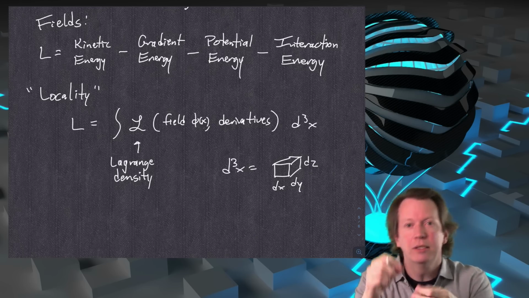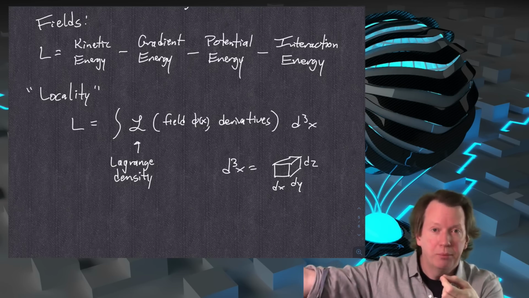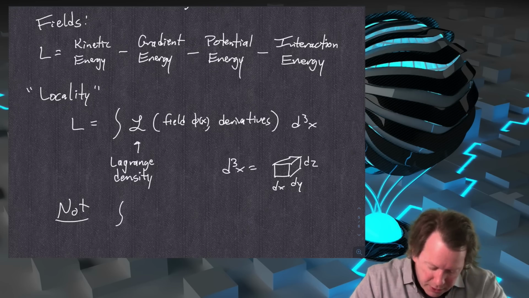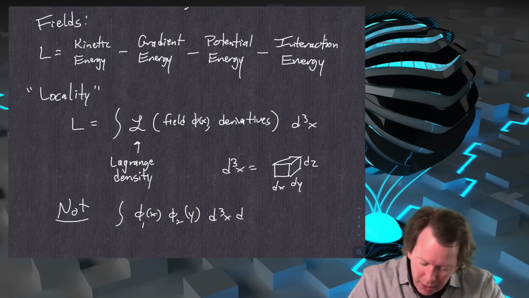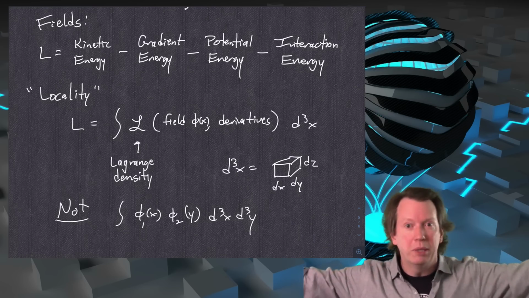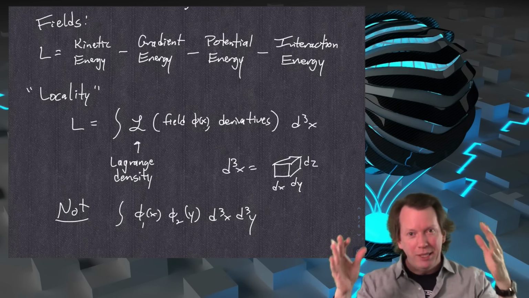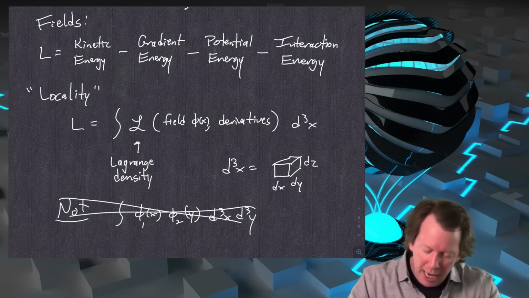And what this is saying is one field at point x interacts with other fields at point x, not at point y. So it is not, for example, we could imagine taking phi 1 of x and a different field, phi 2 of y, and integrating d3x, d3y. So we integrate twice over space and have fields all over the place interacting with each other. That would be spooky action at a distance, right? That would not be local. That would be bad. So let's just put a big X through that. That's not what we do.